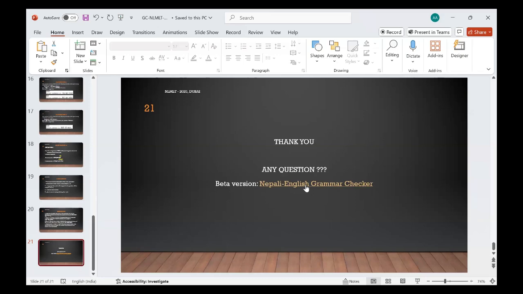If possible, I would like to show the render. We have implemented it on this website also, but it is in the beta version, so I'm not going to demonstrate it. So that's all from my side.